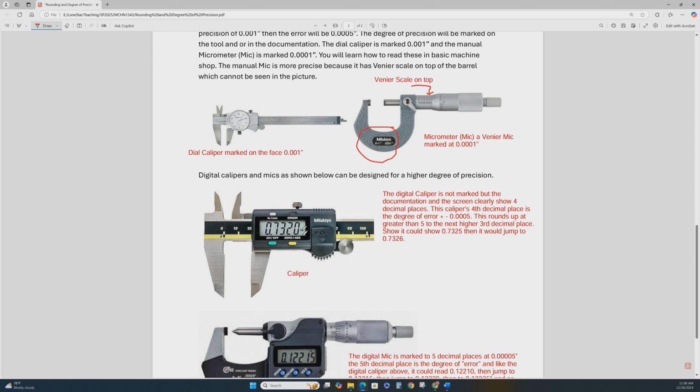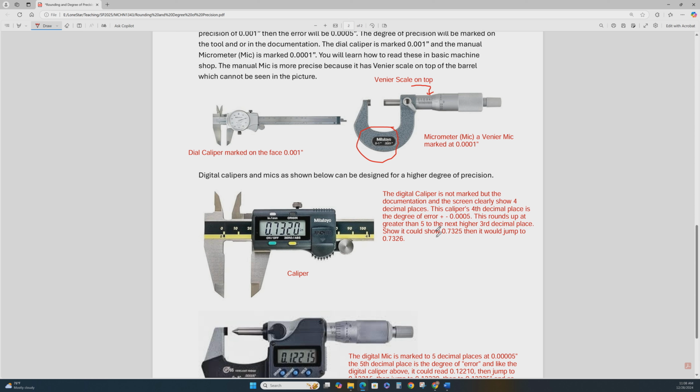Now, what about that 4th decimal place? Well, that's your degree of error mark. Half of 1/1000 is what? It's 0.0005. The caliper's 4th decimal place is the degree of error. It's plus or minus 0.0005. This thing will round up at greater than 5 to the next higher 3rd decimal place.